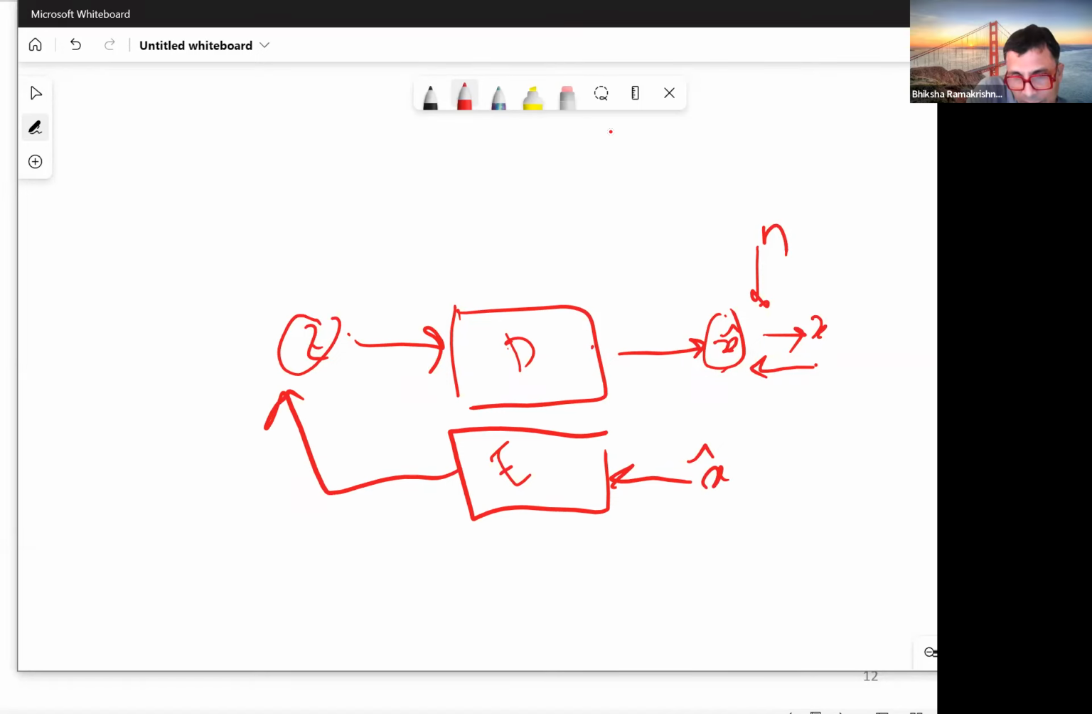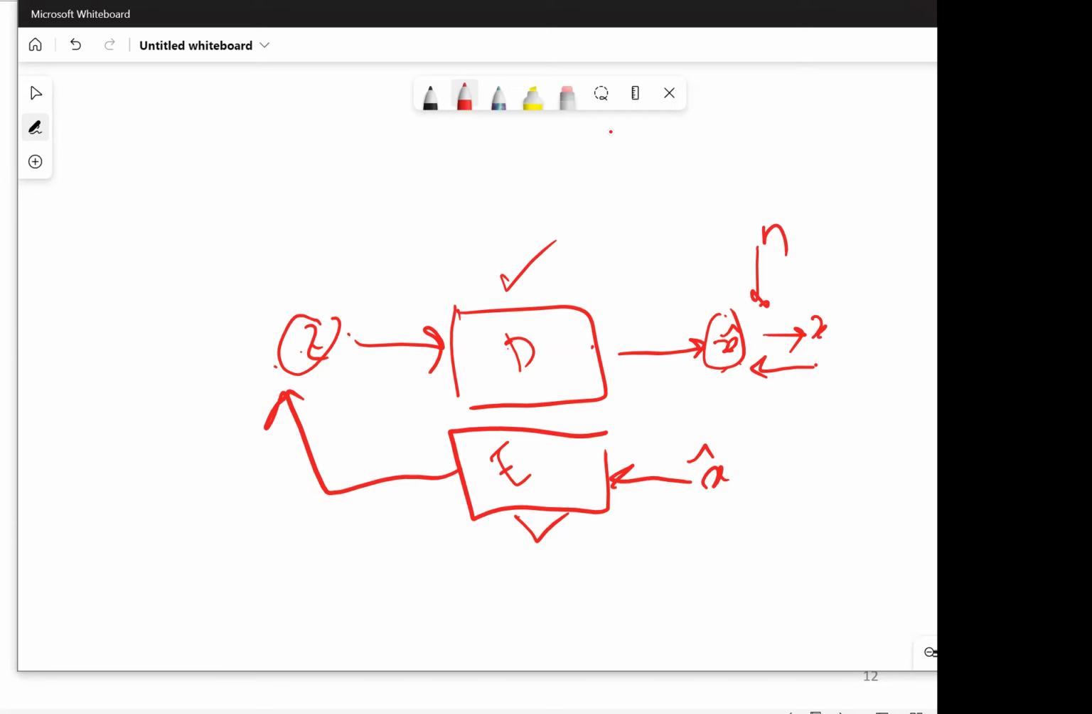So you guys are with me, right? Once I do this, for every x hat, I'm going to have a z. For every z, I have an x hat. From the z and x hat, I can estimate d. From x hat and z, I can estimate the e, correct? So that's the rough level.